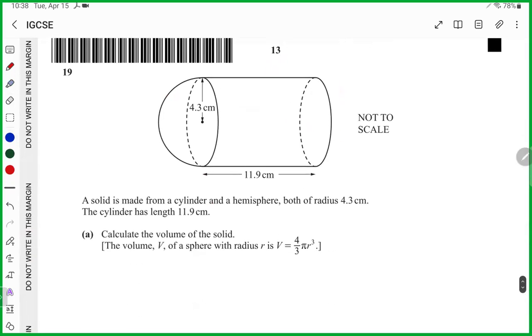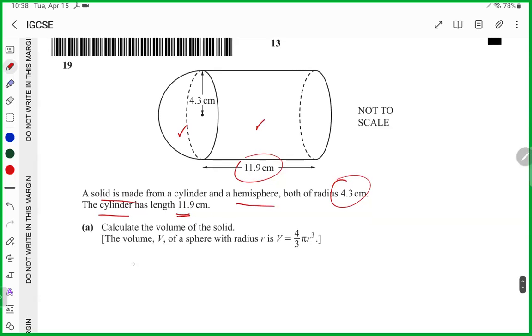Now, the next question is a solid made from a cylinder and a hemisphere, both of radius 4.3. The cylinder has a length of 11.9. Calculate the volume of the solid. So it is composed of two objects.